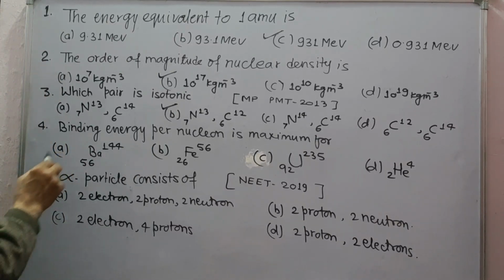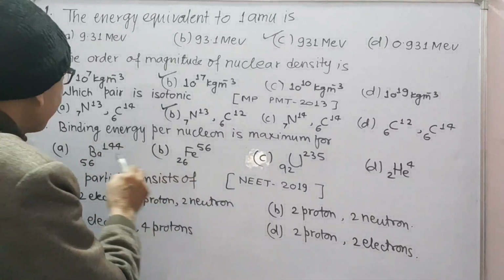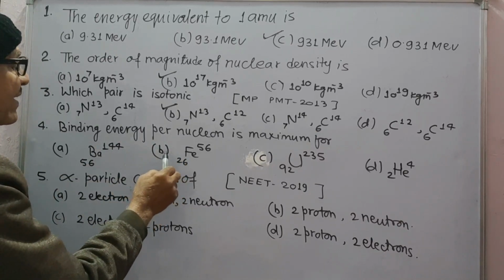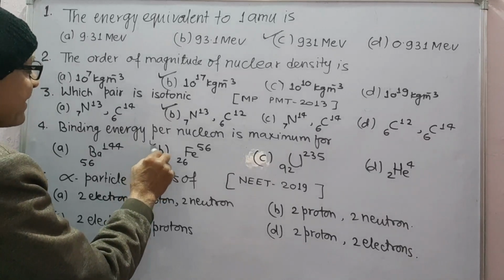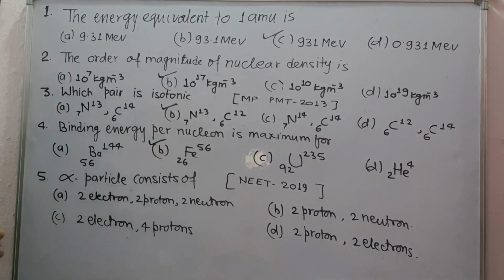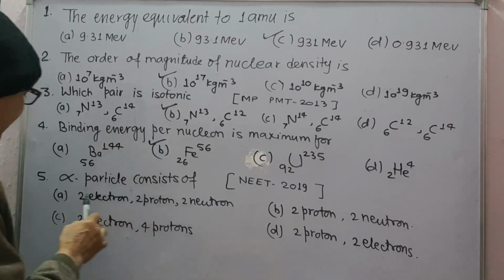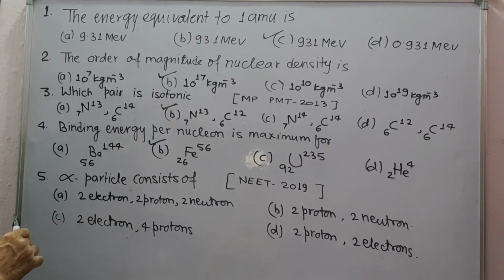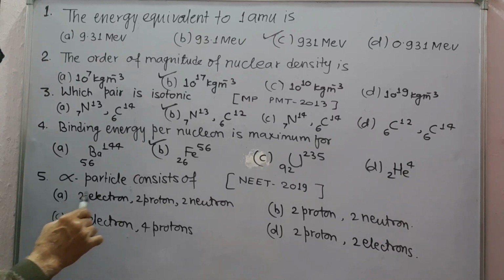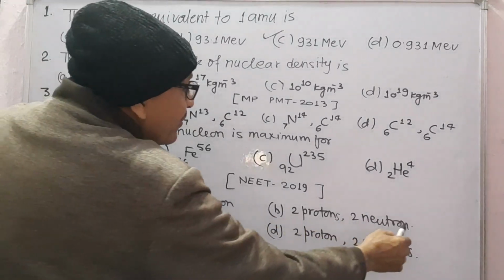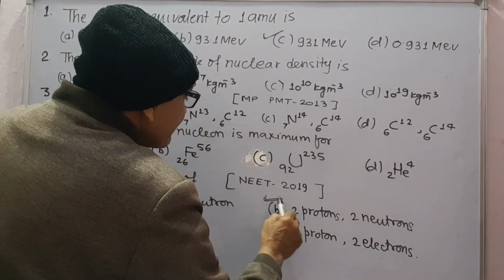Next question number 4. Binding energy per nucleon is maximum for, these are the options. And from the binding energy curve, we see that binding energy per nucleon is maximum for iron. Therefore, the correct option will be this one. Next question number 5. Alpha particle consists of, as we know, an alpha particle is a doubly ionized helium atom, that is, it does not have electrons. Therefore, it will have 2 protons and 2 neutrons in the nucleus.